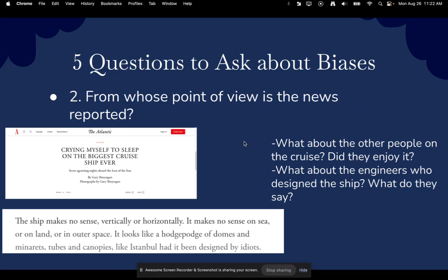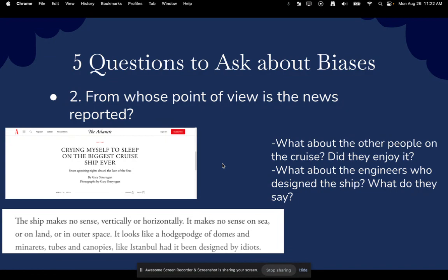So, second question, from whose point of view is the news reported? So, we're going to look at this example here. So, it says, crying myself to sleep on the biggest cruise ship ever. The ship makes no sense, vertically or horizontally. It makes no sense on sea or on land or in outer space. It looks like a hodgepodge of domes and minarets, tubes and canopies, like Istanbul had it been designed by idiots.